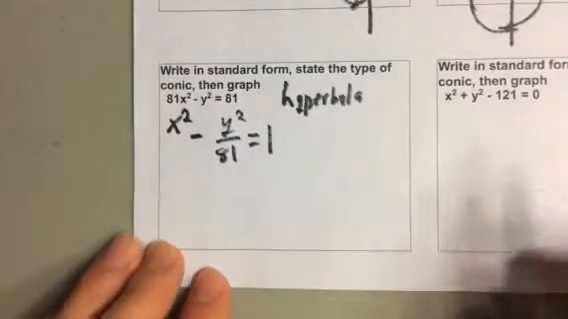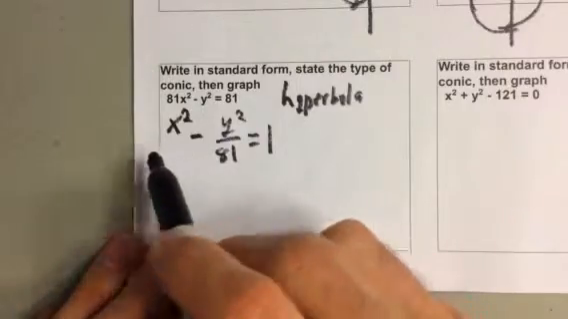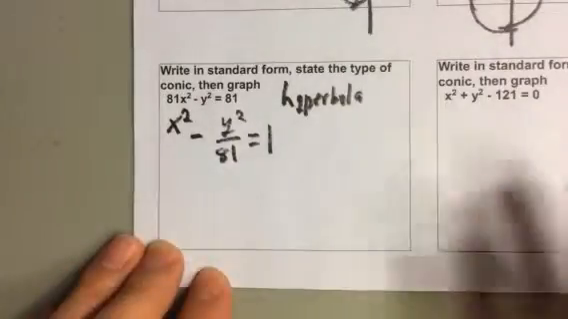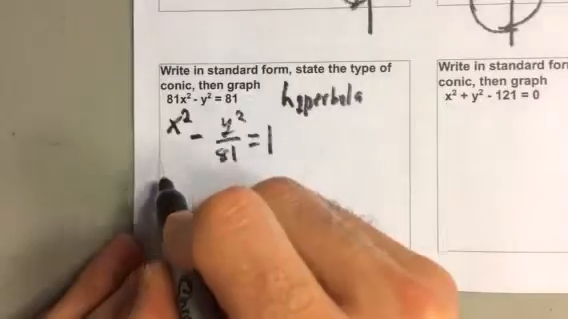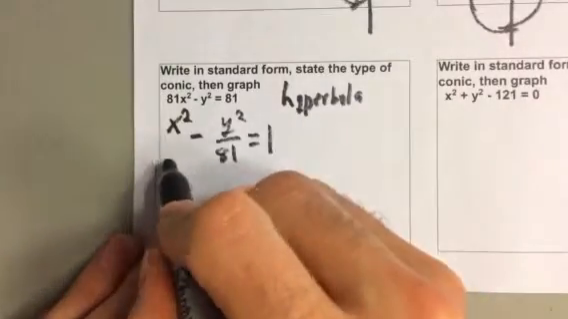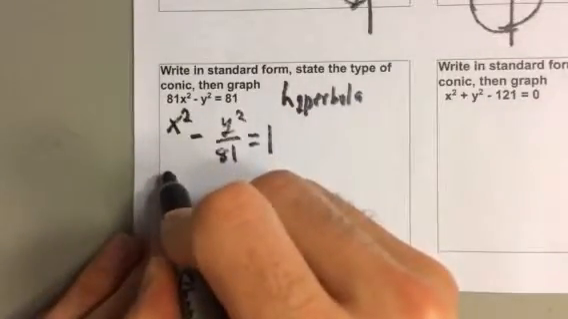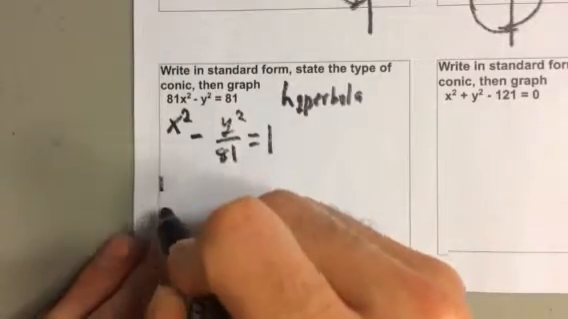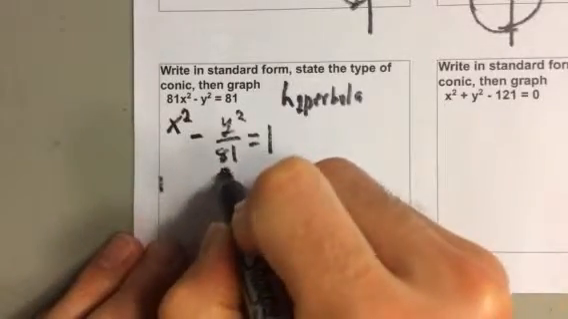Okay, so when I go to graph this now, this is a hyperbola. X is first, so I know it's going to be opening left and right. And I need to take the square root of the denominators. Now this guy doesn't have a denominator, so we can pretend like there's a 1 underneath him. And the square root of 1 is 1. And the square root of 81, which we'll need in a minute, is 9.